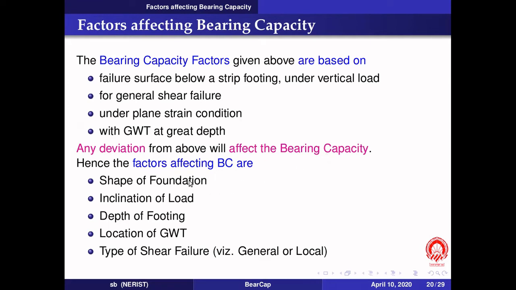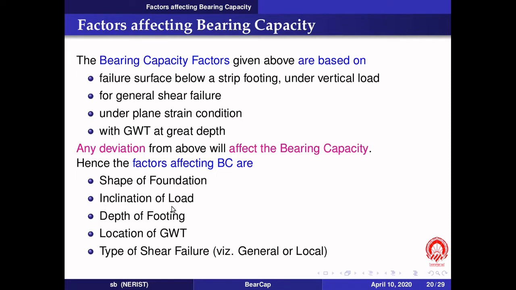Therefore, the factors affecting bearing capacity can be listed as these. Number one, the shape of foundation. If the shape of foundation is not that of a strip footing, then the bearing capacity factors are to be corrected. Similarly, these bearing capacity factors were obtained for vertical load.